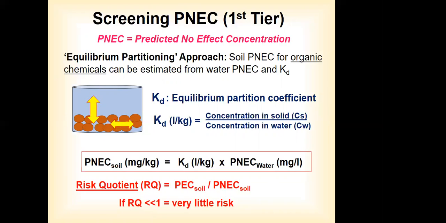Here we take the predicted environmental concentration in our soil, or if you have measured the concentration at your site, the measured concentration for your soil, and we divide it by our screening PNEC. Now, if our risk quotient is a lot smaller than 1, so we're talking orders of magnitude smaller than 1, then straight away you know that there is very little risk, and there is very unlikely to be a problem. But if your risk quotient is closer to 1, or even above 1, then you need to go on and do a full risk assessment and derive a proper predicted no effect concentration.